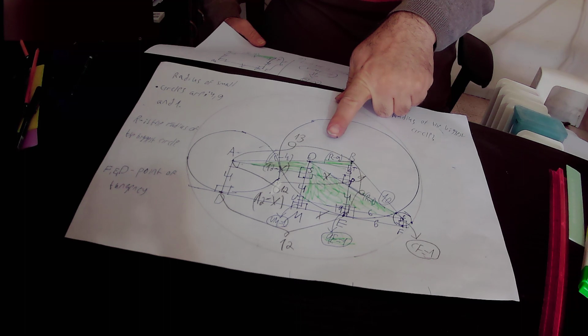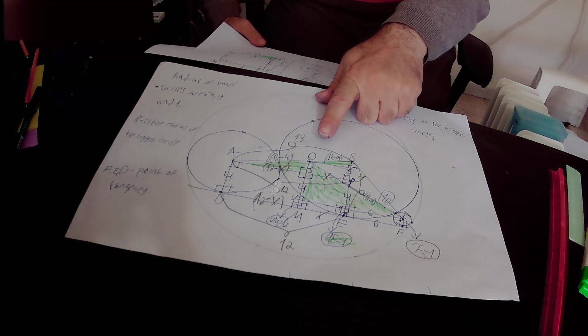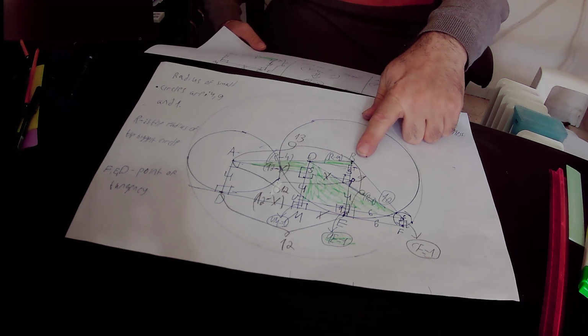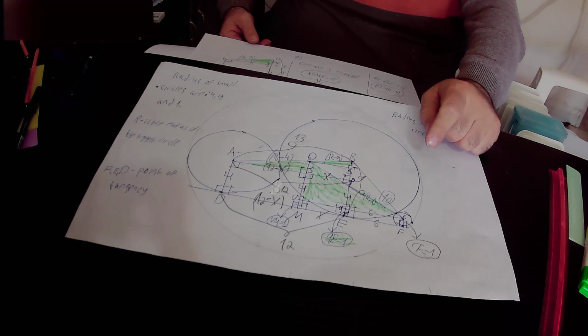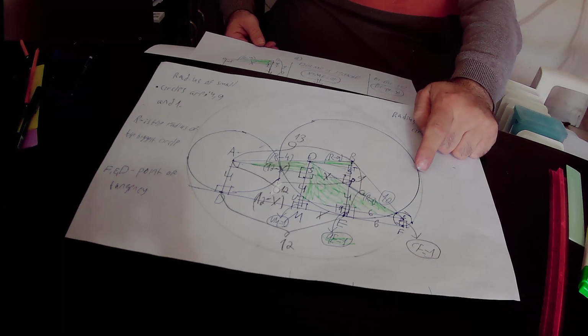O is the center of the biggest circle, whose radius is equal to capital R. B is the center of this circle, whose radius is equal to 9 units. And those two circles have an internal arch between them at this point, that is to say they are touching each other at this point.